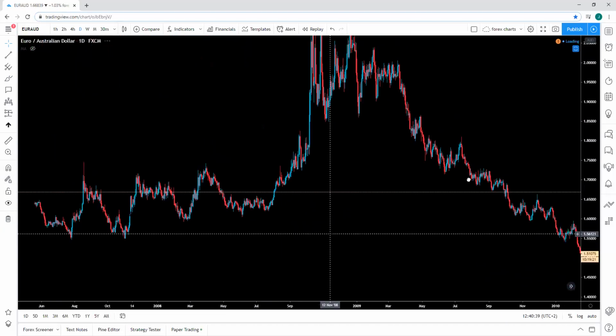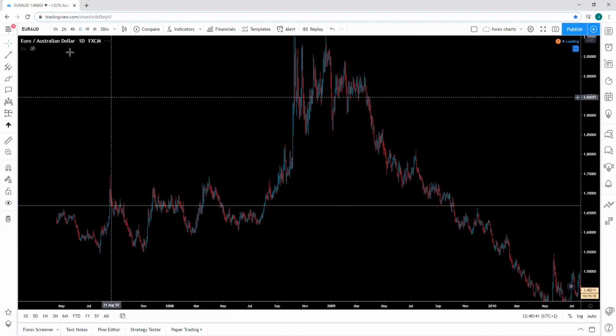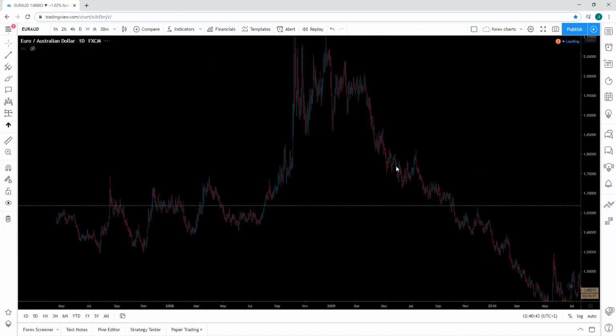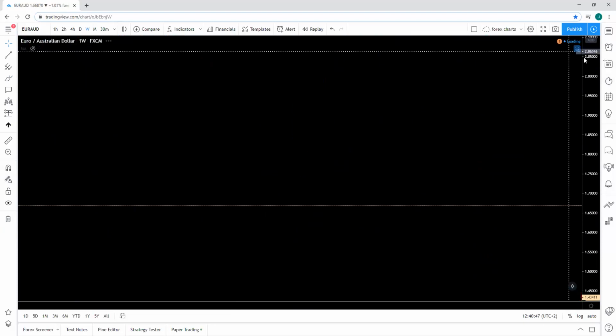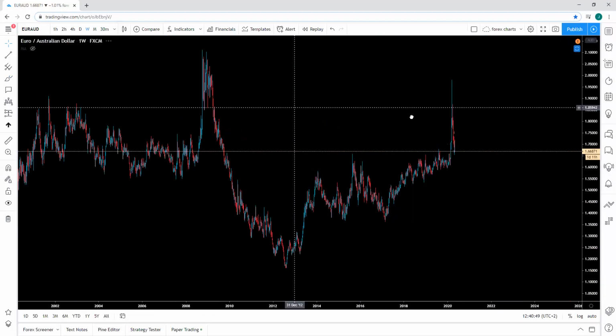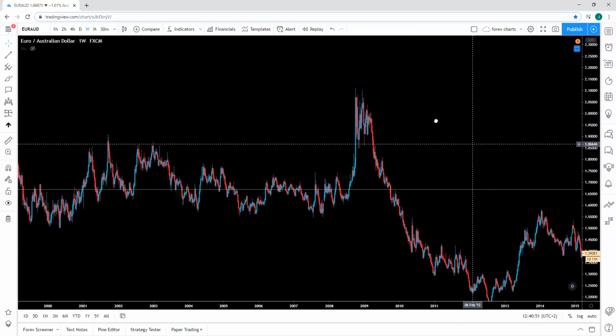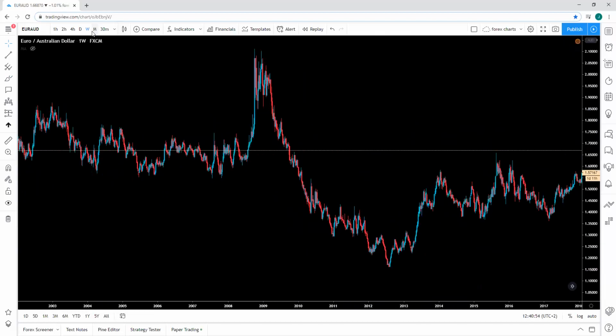Let's see if we can get something else. Let's go to weekly again. I hope you understand the market moves in this pattern. So as soon as you can learn and understand the patterns, the movement of the market, then you can predict what's going to happen long before it even happened.